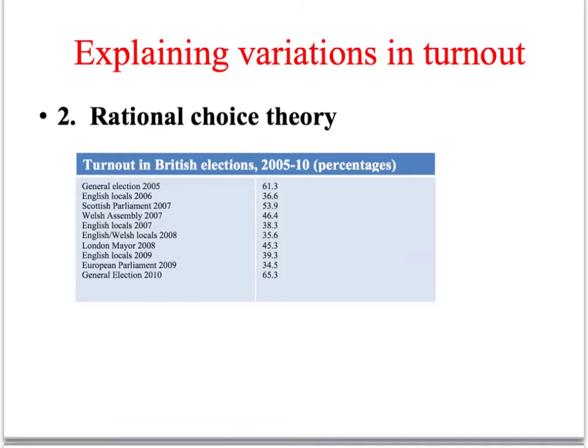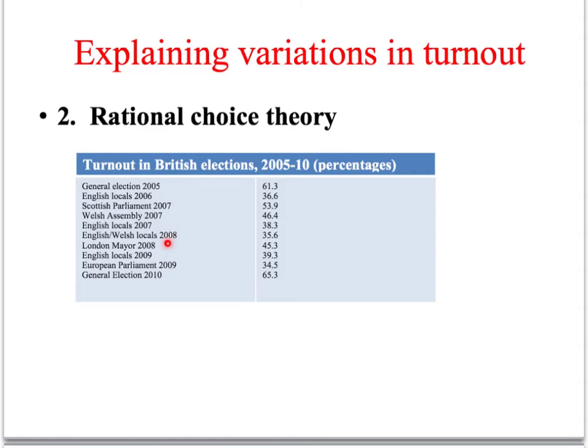Okay, the second explanation is called rational choice theory, and this perspective directs attention to the costs and the benefits of voting. It simply suggests that turnout will be greater when there are more incentives to vote and the costs of voting are kept to a minimum. And going back to our table here, rational choice theory can help us to explain why we see variations in turnout in different types of elections.